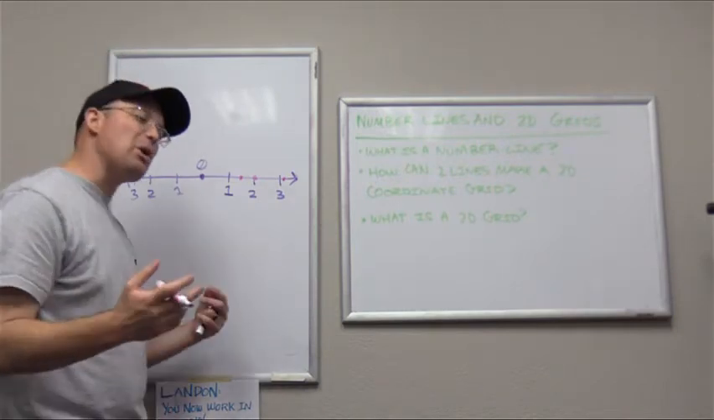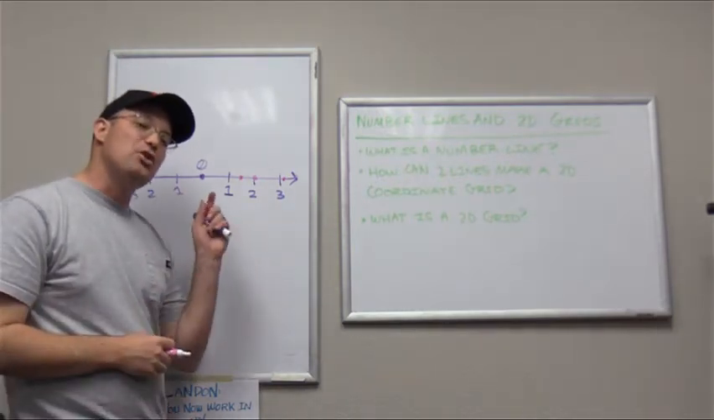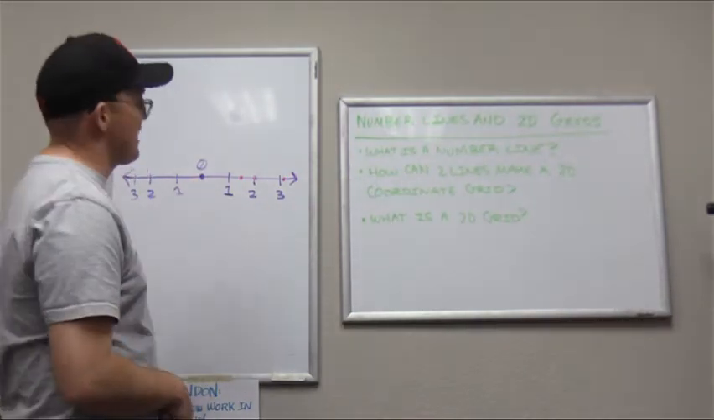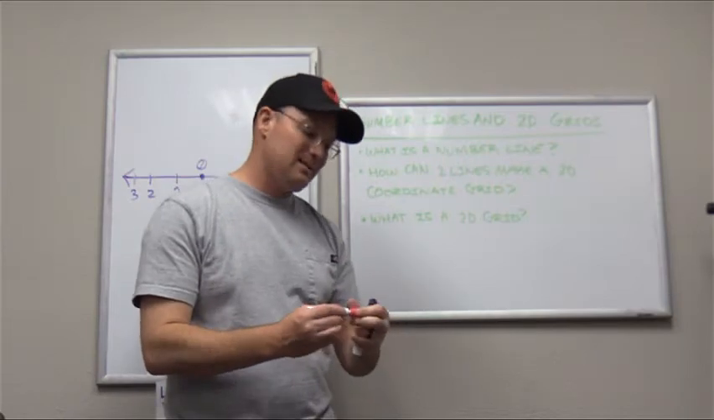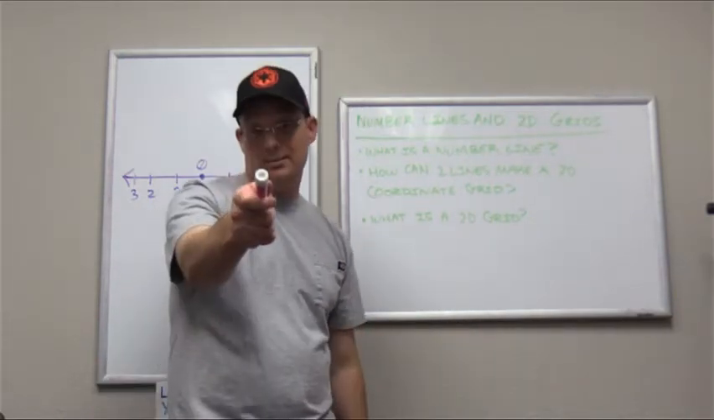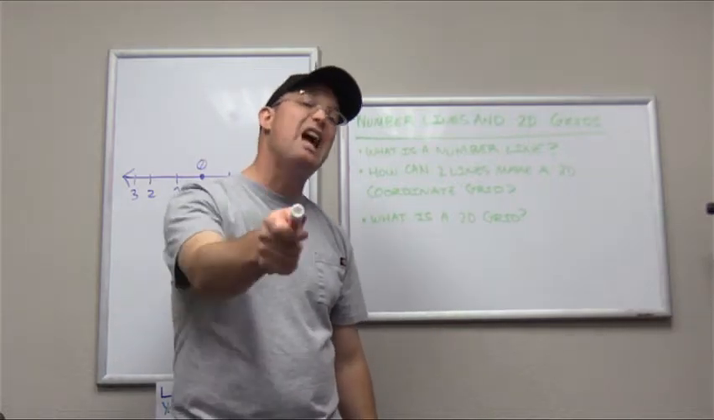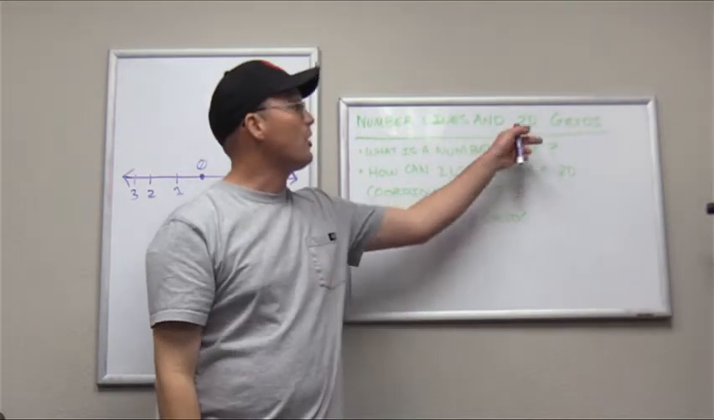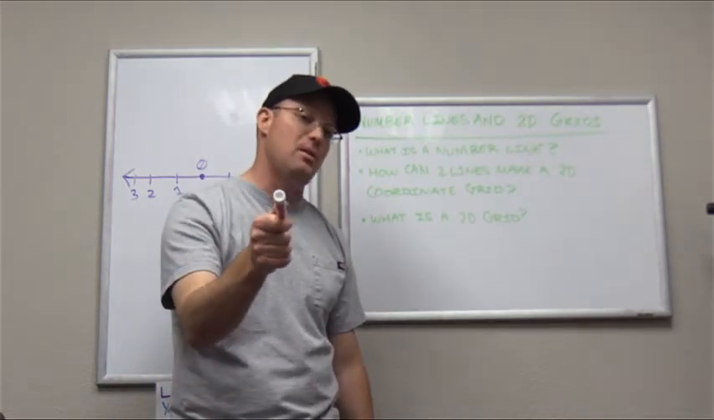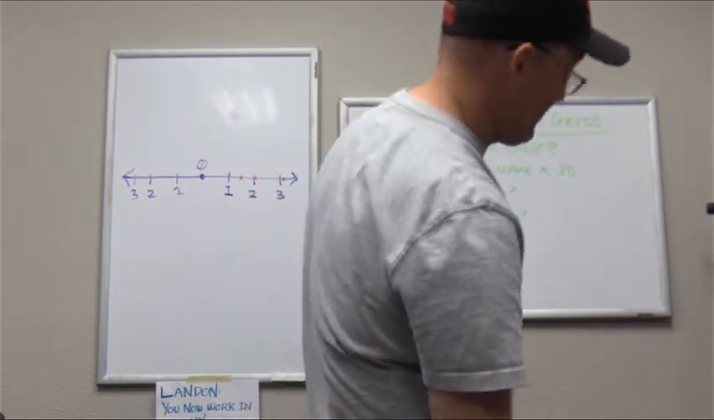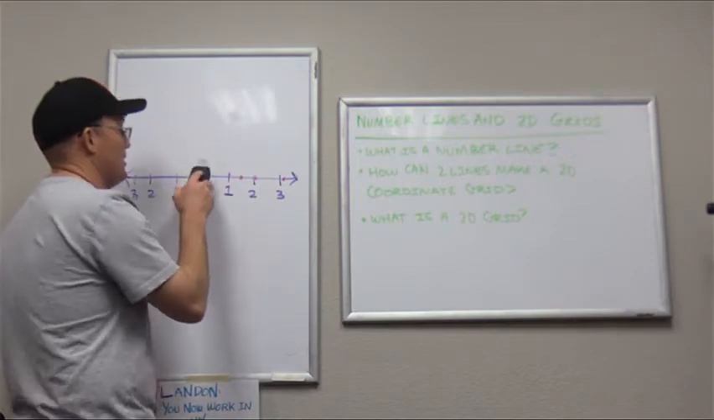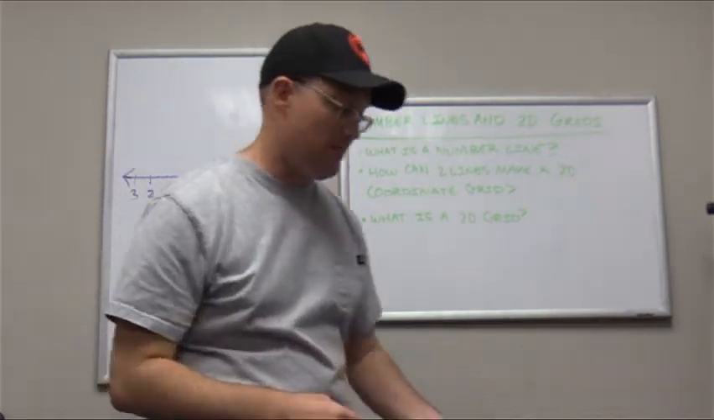You can think of a number line as a special tape measure with no end, and that tape measure goes both directions. It starts here and goes that way forever, and it starts here and goes that way forever. Look, number lines, they're not good for very much. But when you put two number lines together, you get something called a 2D grid, a coordinate grid, and that is very cool because that is how we survey. That's how we do math and mapping as surveyors. So, how can two lines make a 2D coordinate grid? All right, I'm going to teach you.